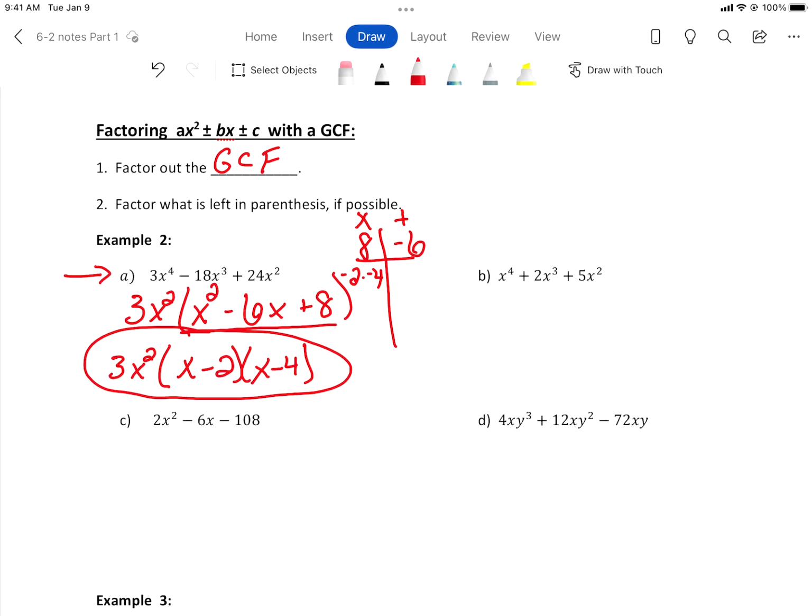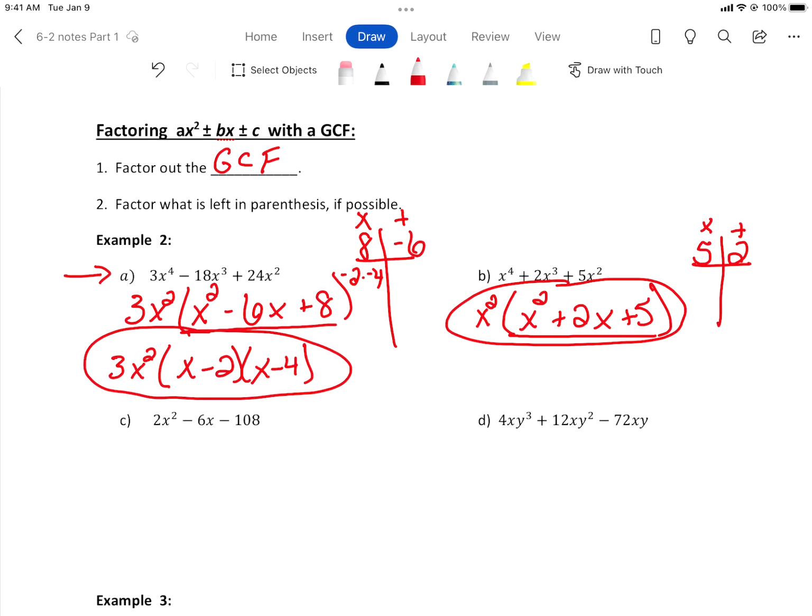How about part B? What would I factor out? An x squared. Sometimes it's not a number, it might just be a variable, so I'm left with x squared plus 2x plus 5. And now look at what's in parentheses. I would need to multiply to get 5 and add to get 2. Are there any numbers that multiply to give me 5 and add to give me 2? Nope. So sometimes you might be done right there and not be able to factor any further. That would be like what we were doing in 6-1 when we were just taking out the GCF, but now we have to check to see if we can do more.